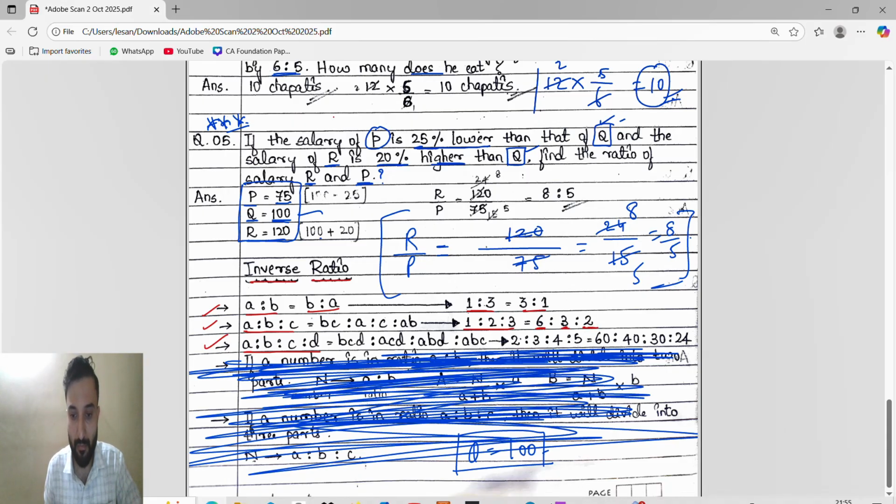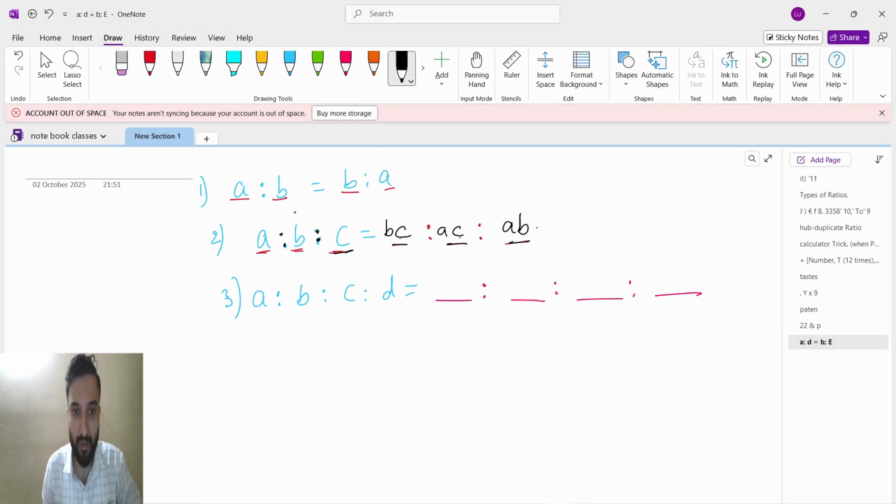Suppose a is to b is to c is 4 is to 7 is to 9. So guys, what we will do? For finding a, we will hide a, we will multiply b, c, 7 9 the 63. Now for finding b, we will hide b, we will multiply the others, 4 9 the 36. Now for finding c, we will hide the c, we will multiply the others, 7 4 the 28.